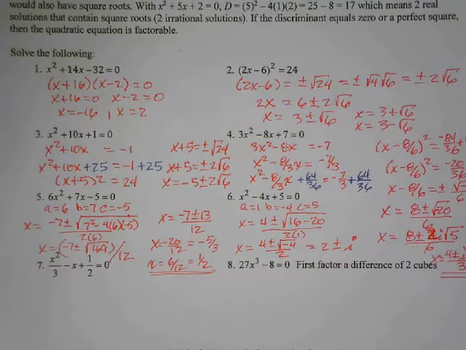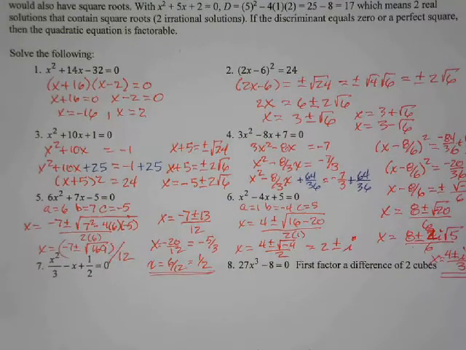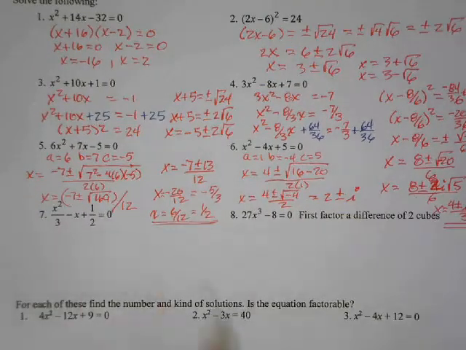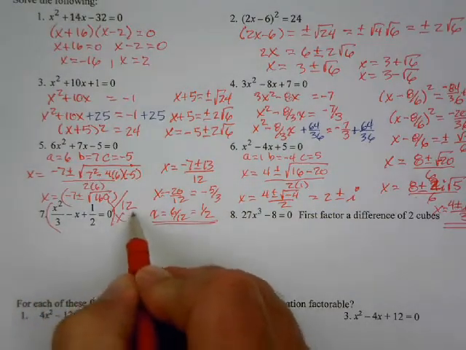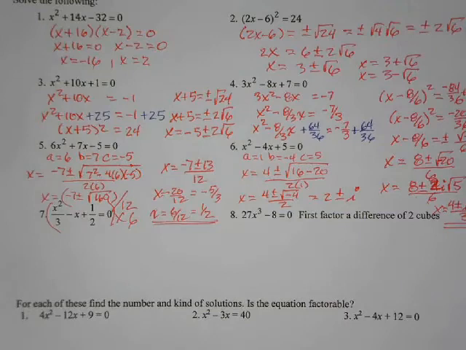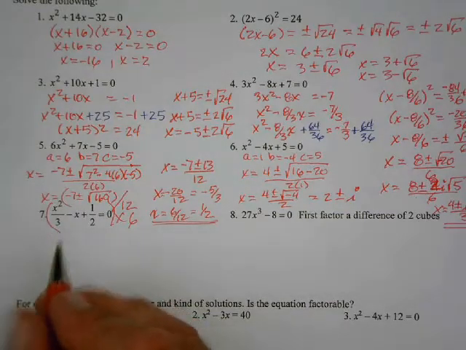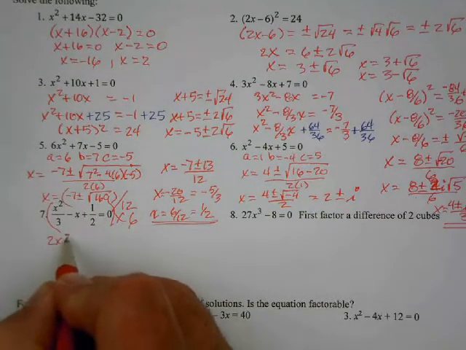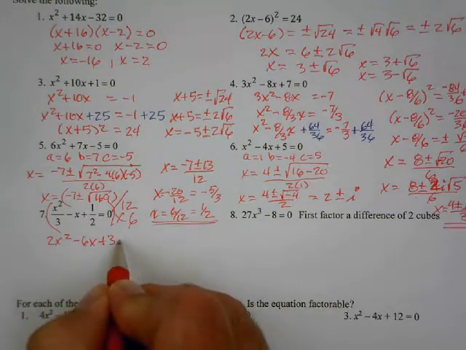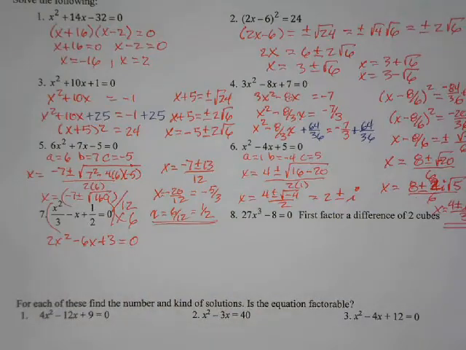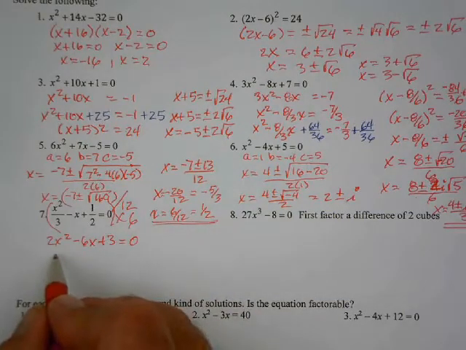All right, in the next one, note I have fractions. So my first step, I get rid of fractions. I'm going to multiply everybody by 6. 3 and 2 both going to 6. So that'll now give me 2x squared, subtract 6x plus 3 equals 0. So a is 2, b is negative 6, c is 3.